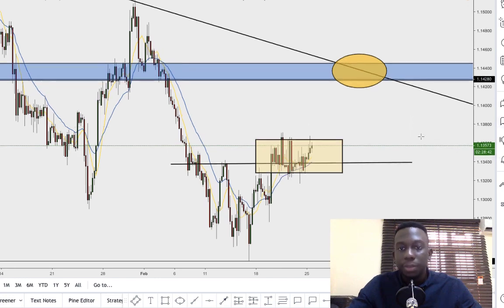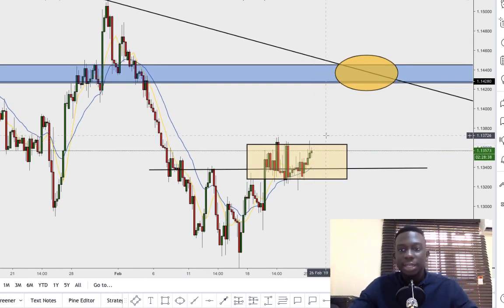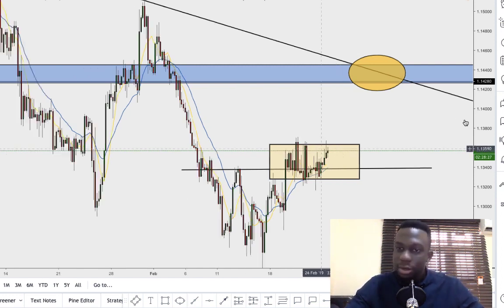Same thing with GBP USD. All I'm going to do is wait for a 4-hour break above this, and then, ladies and gentlemen, we're going to be heading to 1.14280. Yeah, headed here first. So that's Euro Dollar, ladies and gentlemen.